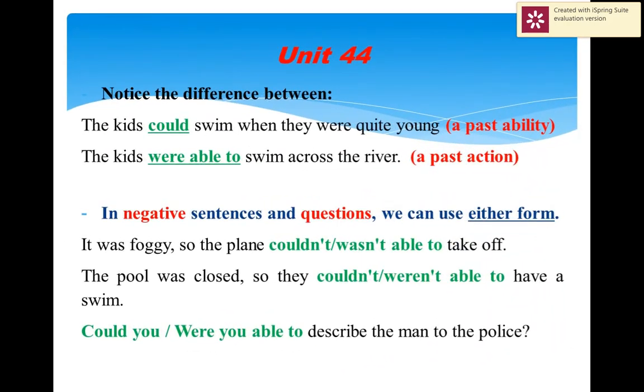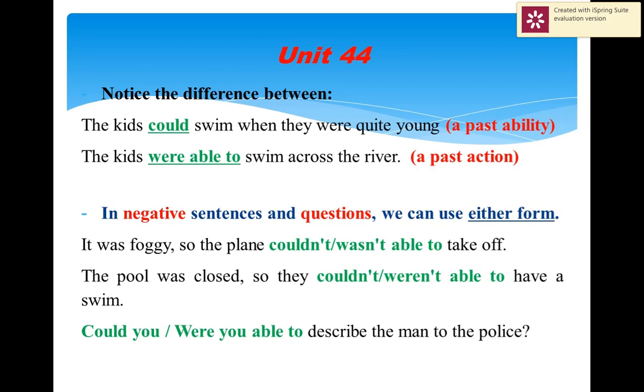Good. Now we have a difference here between could and were able to. We say the kids could swim when they were quite young. You see here the word quite. Now it means تماما. You see the difference in spelling? This one, the first one, we are talking about the past ability. قدرة في الماضي. كنت قادر على عمل الشيء, مو إلا كان بها حدث سابق.